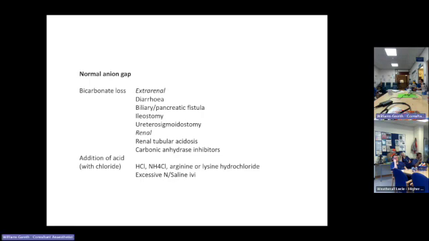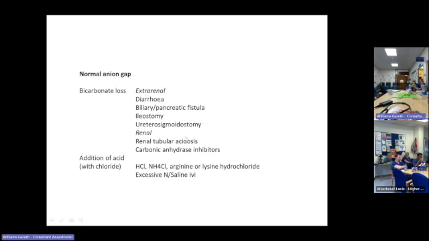So when we talk about normal anion gap acidoses, we think about actual bicarbonate loss from the body, or there's some form of additional acid being put into the system, which won't contribute to an anion gap increase. So the really common bicarbonate losses you can think of as extrarenal. So gut losses are one of the commonest. We don't see many of these here, but you guys in Glenfield will now. Biliary pancreatic fistulas when bicarbonate is lost.